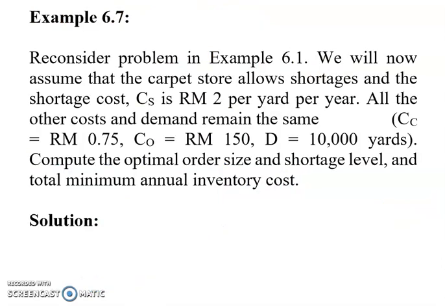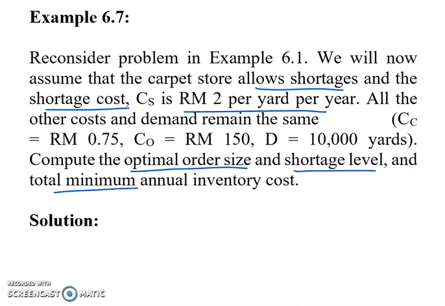Example 6.7. Okay, this is a continuation from example 6.1, again about the carpet store. But here this store allows shortage, and the shortage cost is 2 ringgit per yard per year. Assuming that all the other costs and the demand remain the same, now we want to compute the optimal order size and shortage level, and also the total cost.